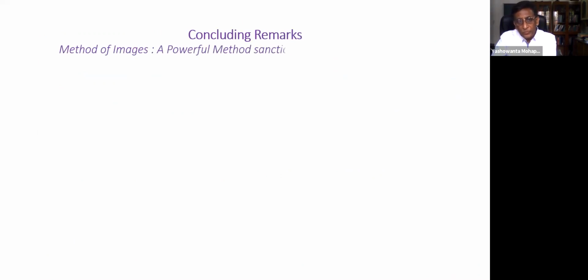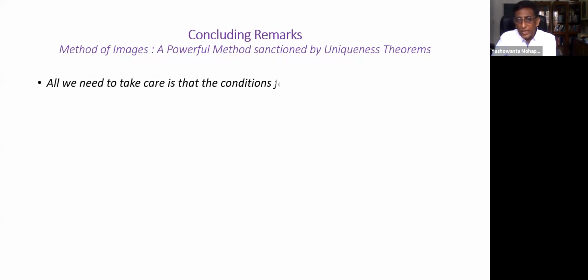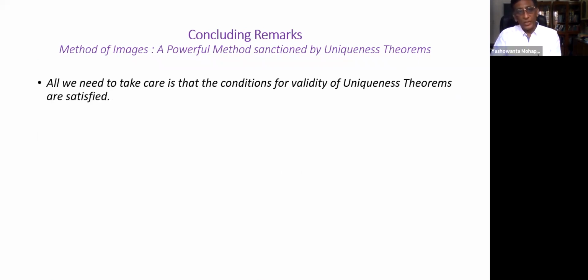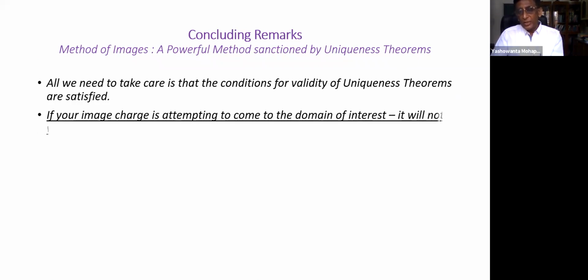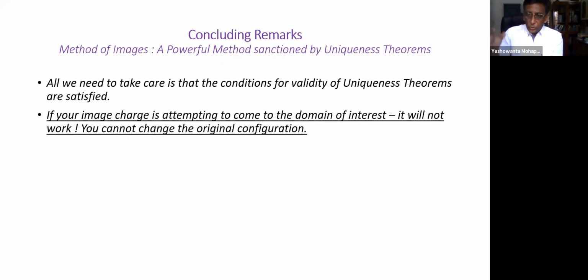So let me then give my concluding remarks. The method of images is a very powerful method sanctioned by uniqueness theorems. All we need to take care is that the conditions for validity of the uniqueness theorems are satisfied. If your image charge is ending up inside the domain of interest, then it will not work. You cannot change the original Poisson problem, the boundary condition or the charge distribution. Sometimes while using mirrors, the images get reflected back into the region, then of course it will not work.